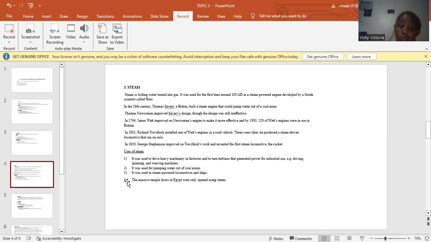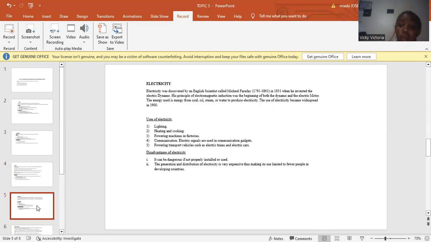Uses of steam. It was used to drive heavy machinery in factories and to turn the turbines that generated power for industrial use. It was used for pumping water in coal mines. It was used in steam-powered locomotives. It was also used to open the massive doors of the temple for the Egyptians.